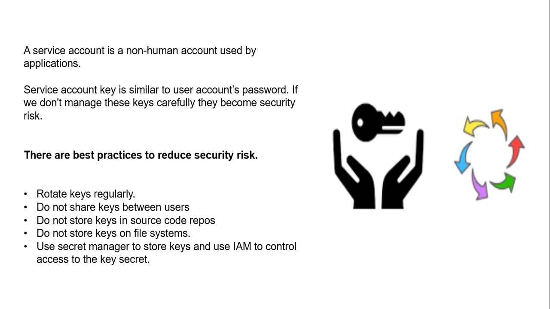The first one is rotating the keys regularly. It's mandatory to rotate your keys on a regular basis, otherwise your application may get hacked. Next, do not share your keys between users. If you share the key with anyone, they may misuse it, and you cannot predict that. Next, do not store the key in the source code repository. If you maintain the keys in the source code and share that repository with someone, they may misuse your keys too.